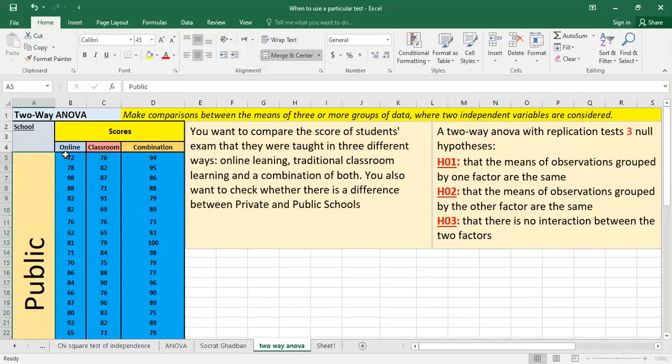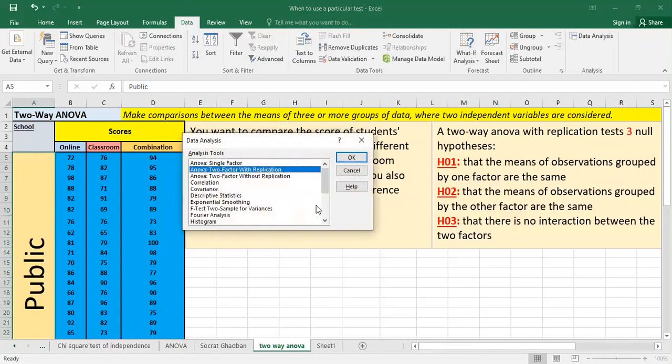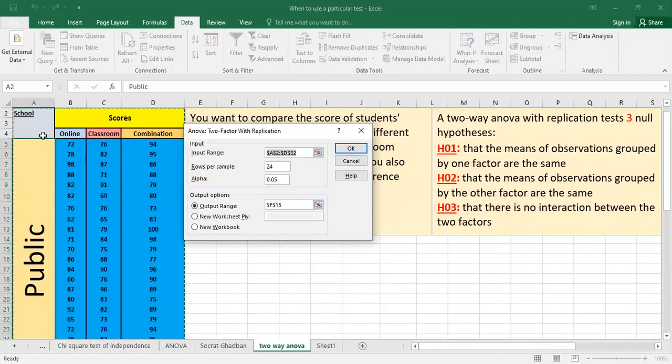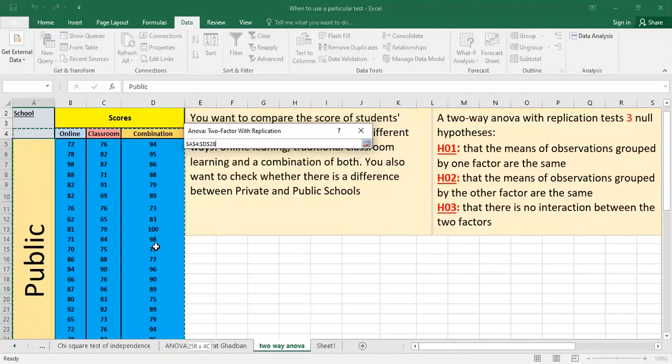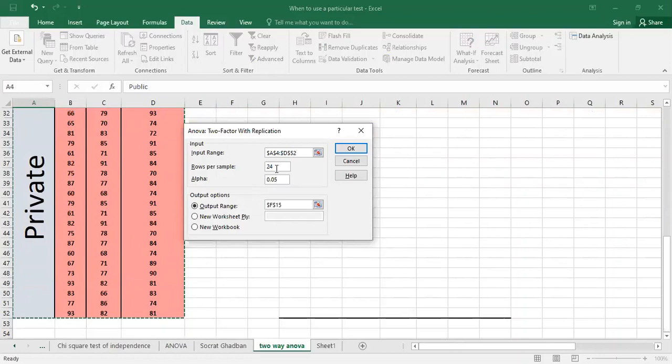So now, in order to run the two-way ANOVA test, we go to data analysis, and we select ANOVA two-factor with replication. So we have first to select the data that we're having. Okay, so we select all the data. Rows per sample, because we made 24 observations for private and online, and the same for public. So we're having rows per sample, it's 24.